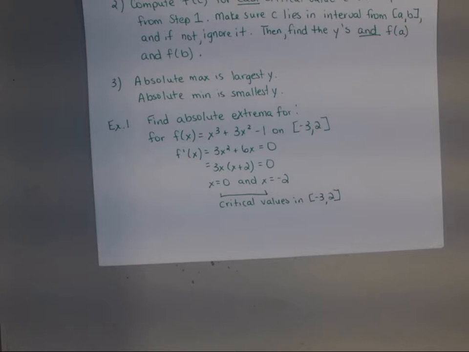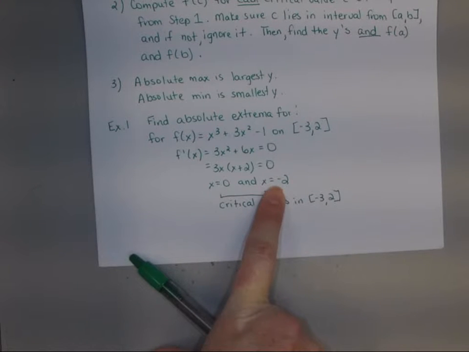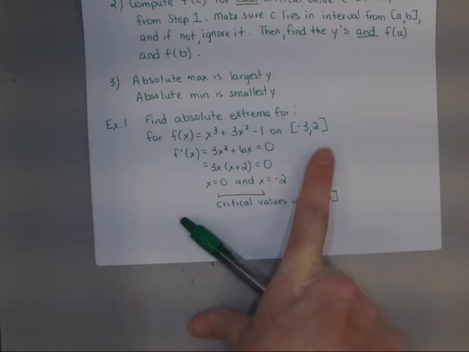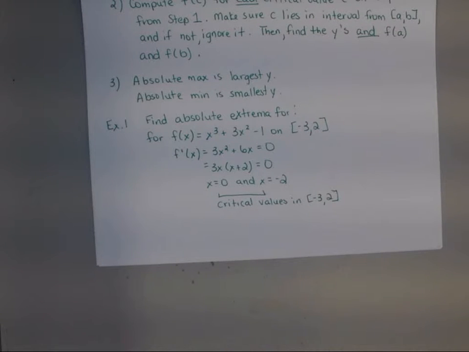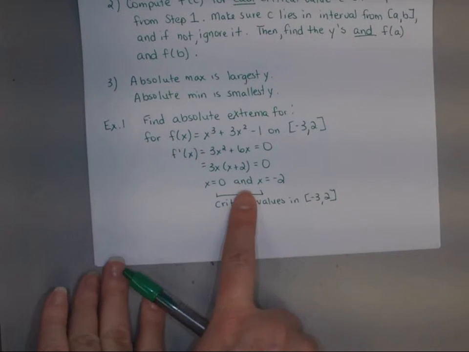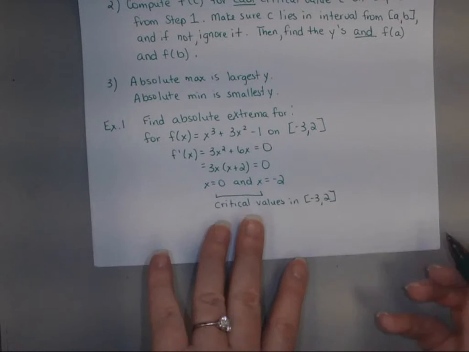Okay, so what the theory says is that the only place that we could find an absolute max or min are either these two locations or possibly what else? Possibly the endpoints, right? Those are the only four options in this case. We have two critical values to test, and we have two endpoints.